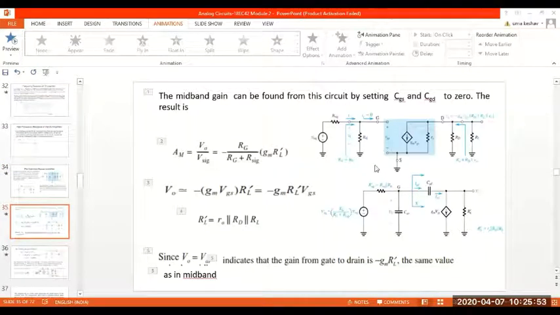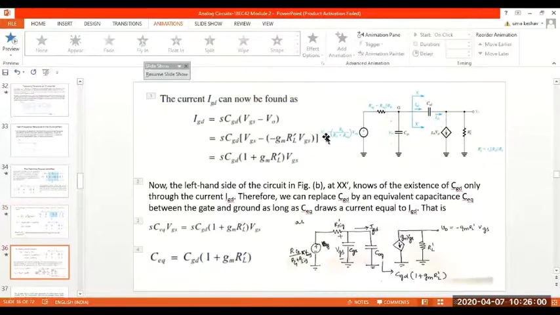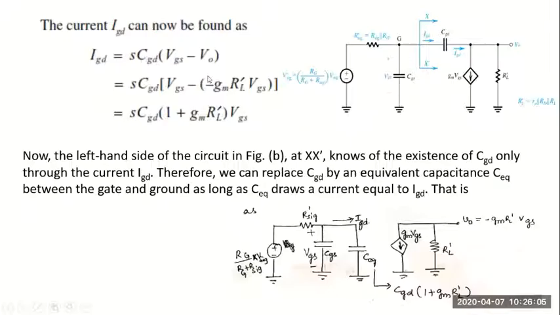Okay, we were discussing the response. We found the value of the current IGD. After finding the value of current IGD, the current through this capacitance, I told you we'll try to replace this capacitance CGD. The capacitance which is here, we will try to replace with an equivalent capacitance on the input side.